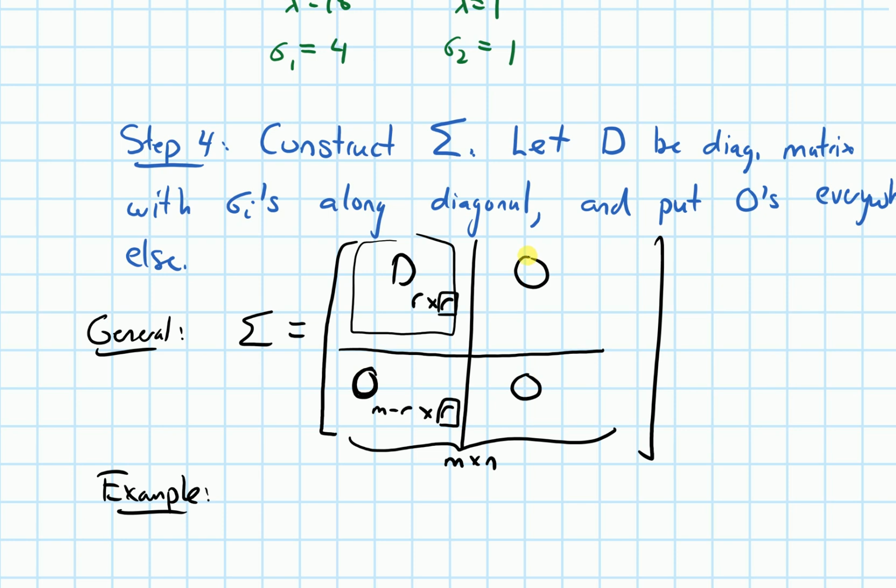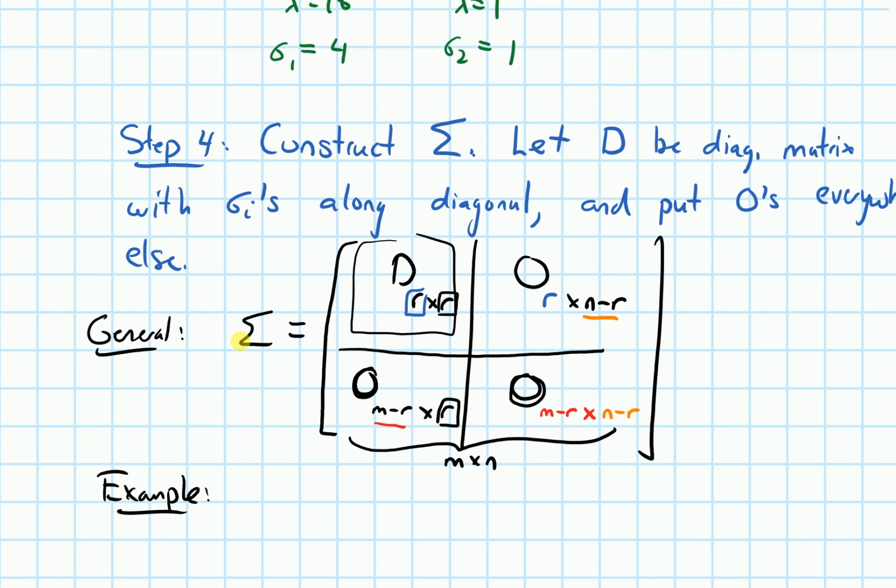If I look at this one in the top right, that is going to have the same number of rows that this matrix had. It had R rows. This one's going to have R rows. How many columns will it have? Well, the whole matrix is N columns. D has R columns. So that leaves N minus R columns here. Now this matrix at the bottom right corner needs to have the same number of rows that this matrix had, so M minus R, and the same number of columns that this matrix had, so N minus R.